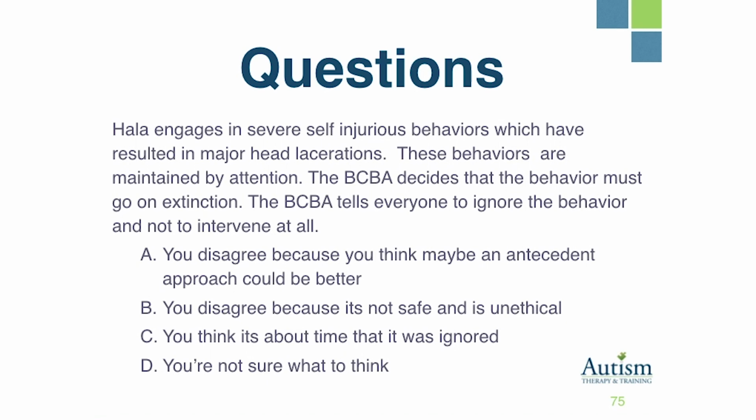A. You disagree because you think maybe an antecedent approach could be better. B. You disagree because it's not safe and is unethical. C. You think it's about time that it was ignored. D. You're not sure what to think.